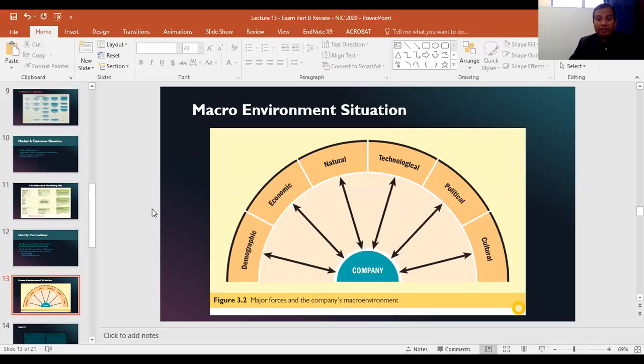For the macro environment situation, as I said, it is there in the question that you need to do some sort of macro environment analysis, not the micro. So you need to identify some of the key elements from the case: demographic, economic, natural, technological, political, or cultural aspects. You have to bring it from the case. Probably not every part will be covered in the case, so you can make a certain assumption also, but you need to clearly mention that one.